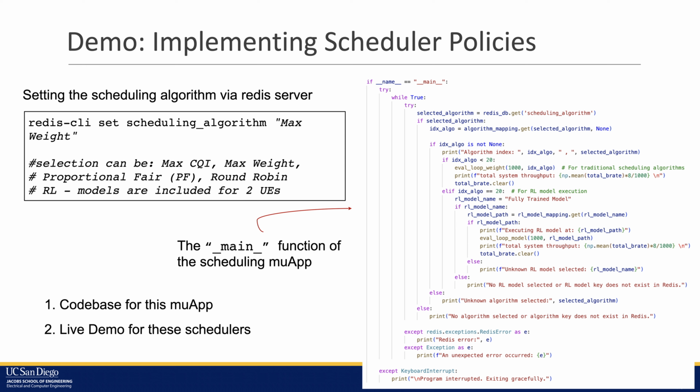So implementing scheduler policies is the main function of the scheduling micro app. The way we set the scheduling algorithms is via a Redis server. EdgeRIC maintains a Redis database, and we can choose our scheduling policies via the Redis server. As of today, we support max weight, proportional fairness, max CQI, round robin, as well as our custom reinforcement learning based scheduling that can be implemented with EdgeRIC.